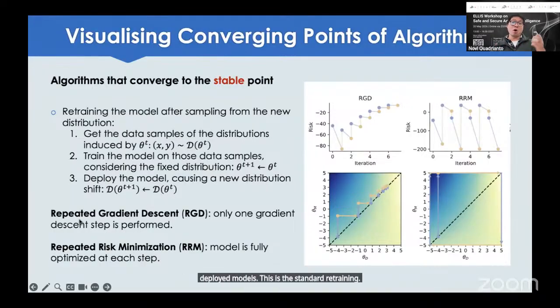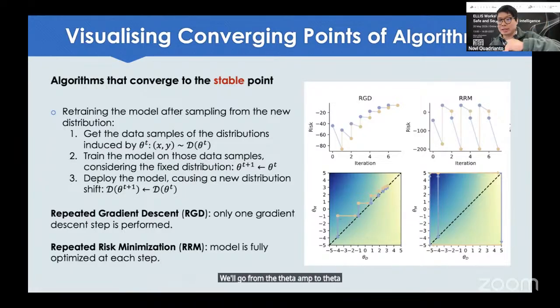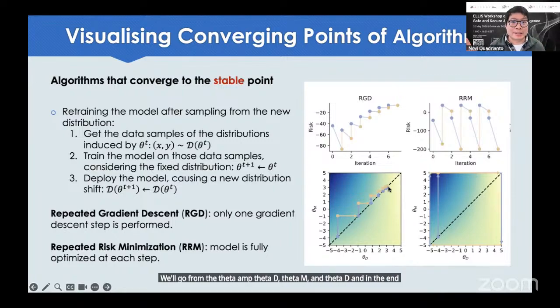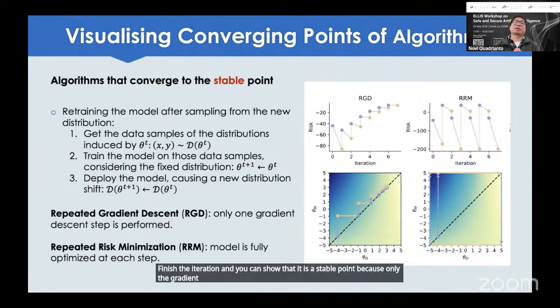And what we can see here is that standard retraining will only give us a stable point. So you see that the retraining goes from theta m to theta d, theta m and theta d, and in the end finishes the iteration. And you can show that it is a stable point because only the gradient with respect to theta m is equal to 0. The gradient with respect to theta m plus theta d doesn't equal 0. So that's why this corresponds to the stable point. So repeated risk minimization only gives us a stable solution.